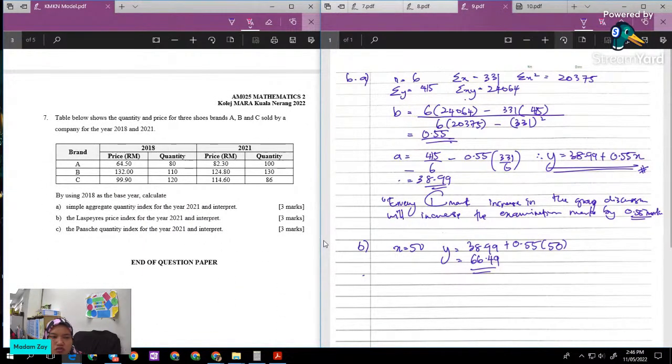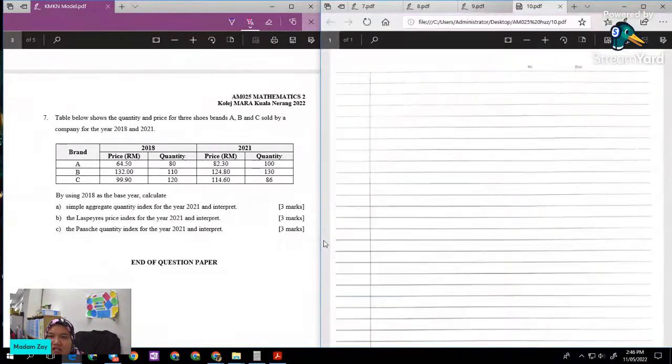Okay, soalan nombor 7. Last question. Dia tanya pasal index.